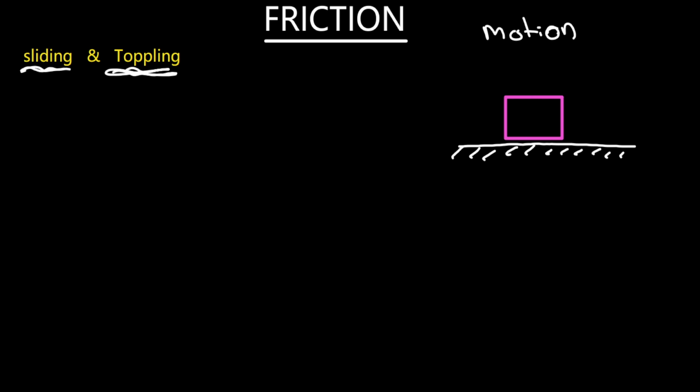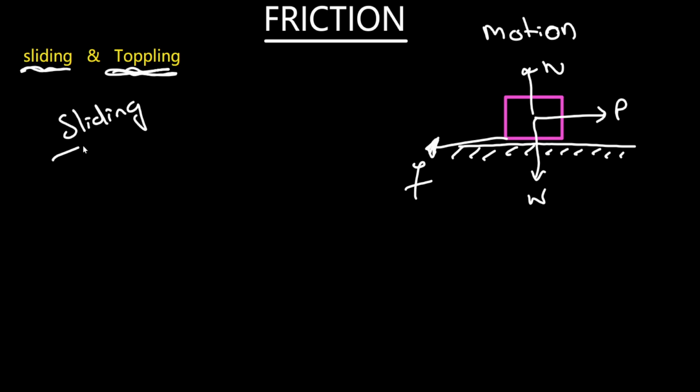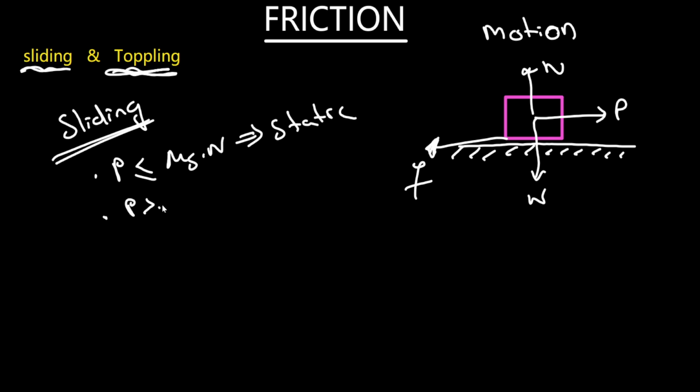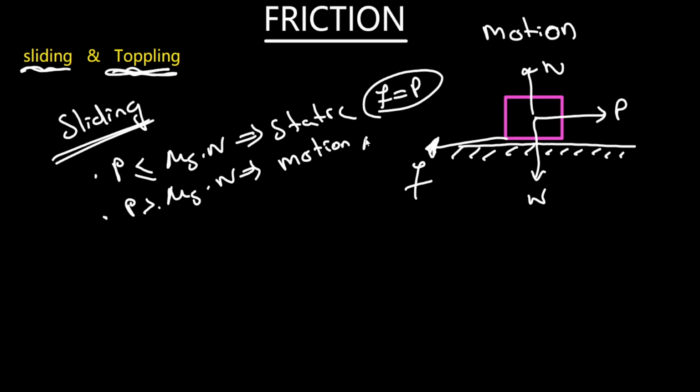In this, I will apply the same thing. Here is the applied force P. It has a certain weight W. For that, you get some normal reaction N, and again you get some frictional force F. In this situation, what will happen? For sliding, you need to check: if P is less than or equal to mu s into N, it will be static. If P is greater than mu s into N, then it will be in motion. We know for static, the frictional force is equal to P. For motion, the frictional force Fk is equal to mu k into N.